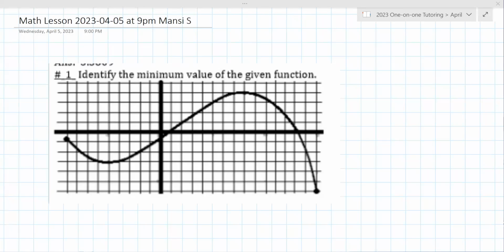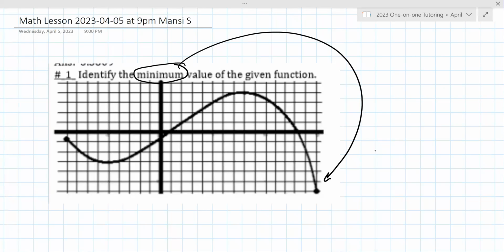Okay, it says to identify the minimum value of the given function. And what I would like to see here, we wish there were some grid lines or numbers, but it's not numbered. I guess we can presume this is one. But the minimum is over here.